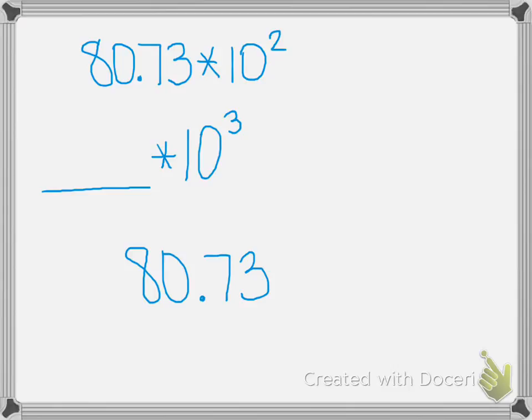A says multiply 80 and 73/100ths by 10 to the second. When we multiply by 10 to the second, we know we move our decimal point to the right 2 times. So our answer is 8,073.